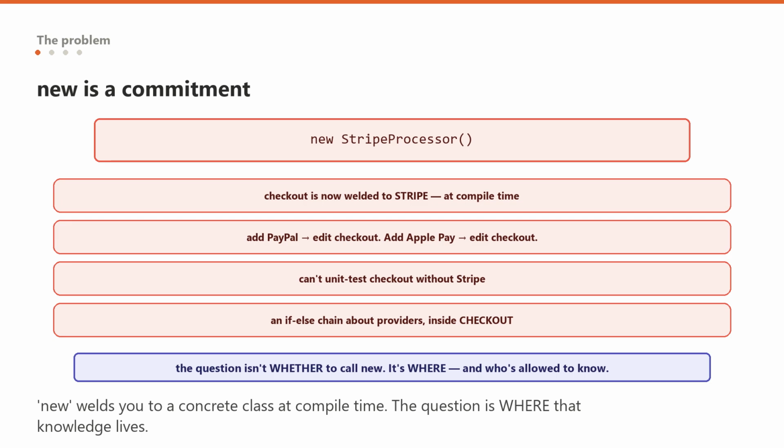Your checkout should depend on the payment processor interface, but the moment you write new followed by a concrete class name, you have depended on a concretion, and no amount of interfaces elsewhere in a file will save you. So somebody still has to call new. Objects do not create themselves. The question the factory patterns answer is not whether to call new. It is where and who is allowed to know about it.